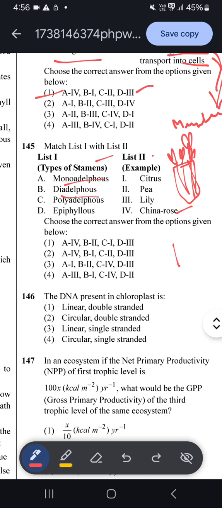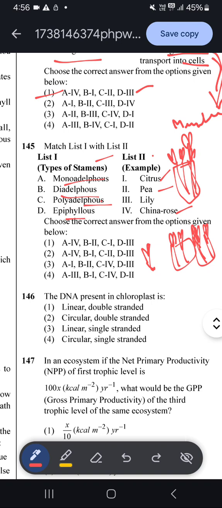Diadelphous condition, in which all the stamens fuse together to form two bundles. You can see that in pea. Polyadelphous condition, in which many bundles are formed by fusing all the stamens. This condition will be seen in citrus.